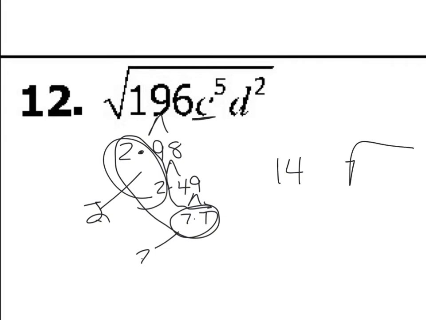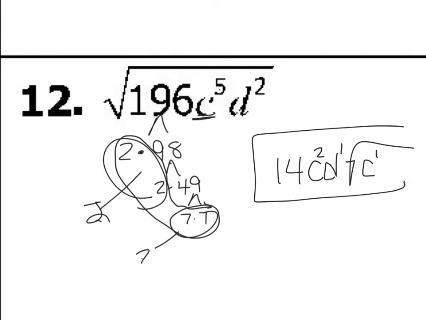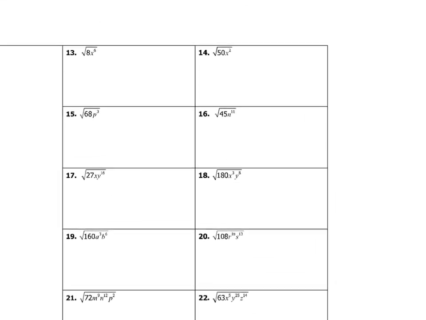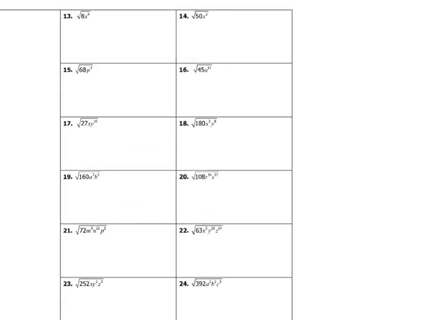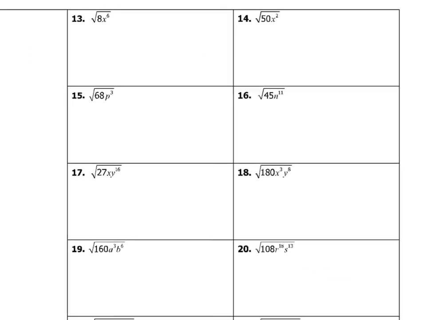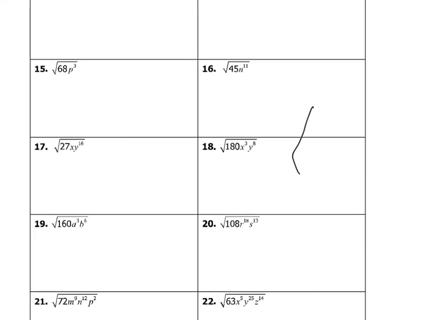All right, C's. I got 5 C's, so I got 2 pairs that come out. 5 divided by 2 is 2 with a remainder of 1. D's, squared, right? So 2 divided by 2 is 1 with no remainder. So this would be your answer. Okay. Let's do a few of these. Let's pick some big numbers so we can practice doing the little boot.